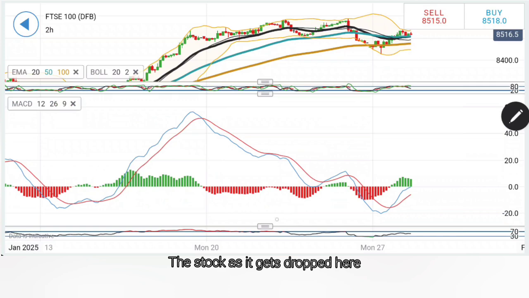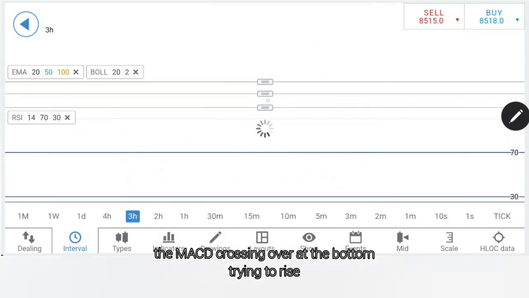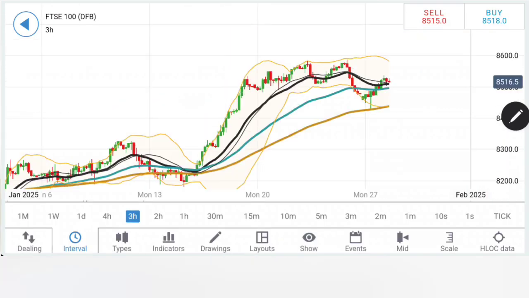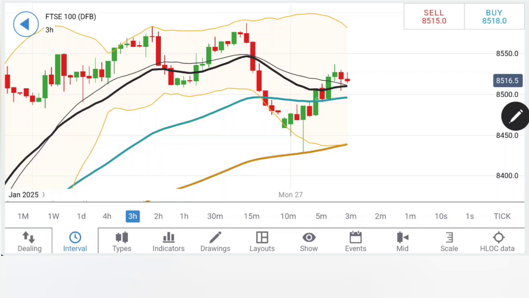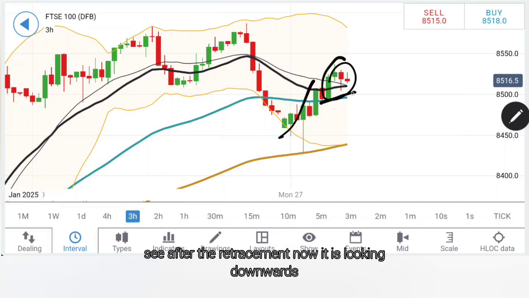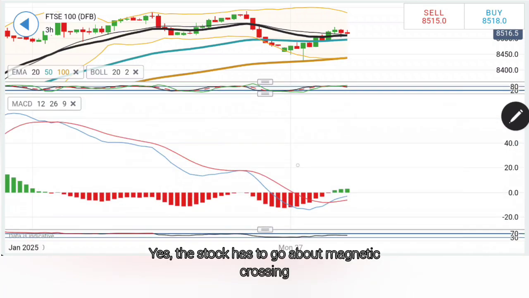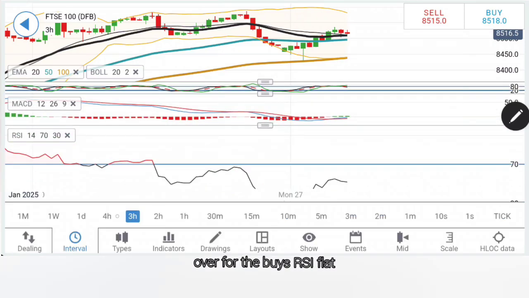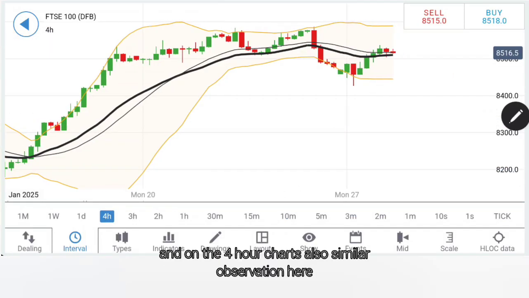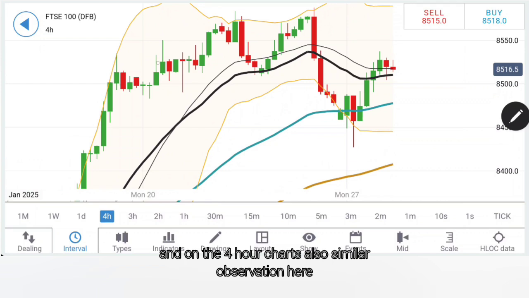The stochastic has dropped here, the MACD crossing over at the bottom trying to rise. RSI has taken a dip. On the 3 hour chart, similar observation. See, after the retracement, now it is looking downwards. Wait for it to trade below 8500, 8480 levels. Here's the stochastic overbought, MACD crossing over for the buys, RSI flat. And on the 4 hour charts also similar observation here.